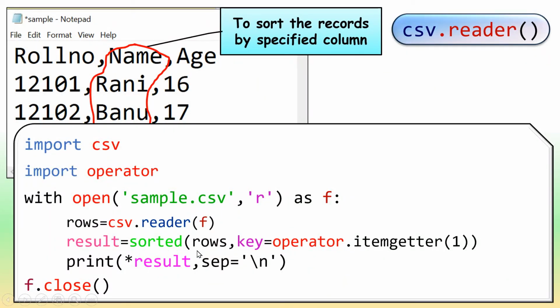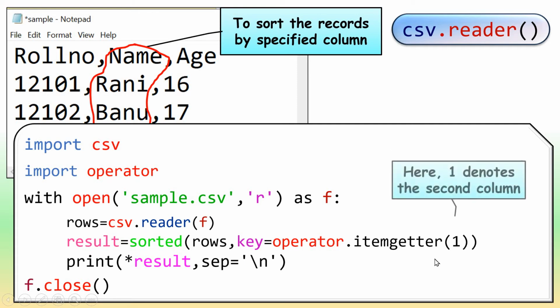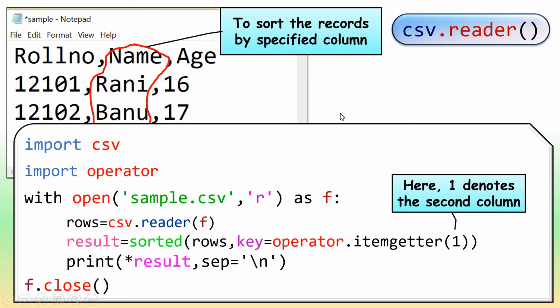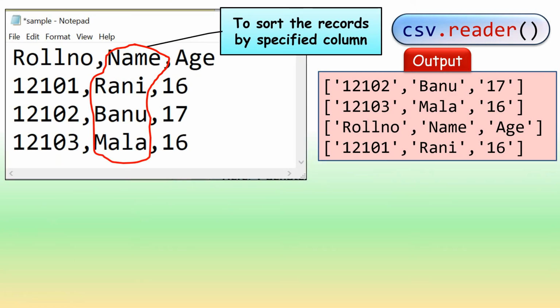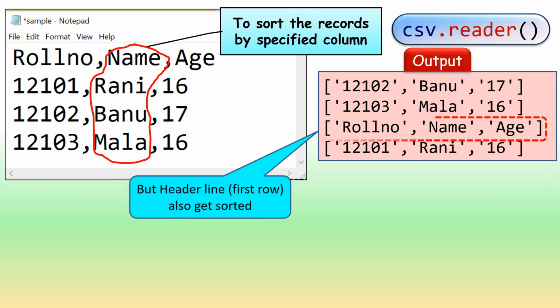The first parameter in the sorted function is rows, which is the pointer object returned here by the csv.reader function, comma key is equal to operator dot itemgetter 1. Operator dot itemgetter 1 specifies by which column you want to sort. So here 1 denotes the second column, that is the name column. The output of this program will be as follows. Observe the output carefully. There is some mistake here because the header line has also got sorted.